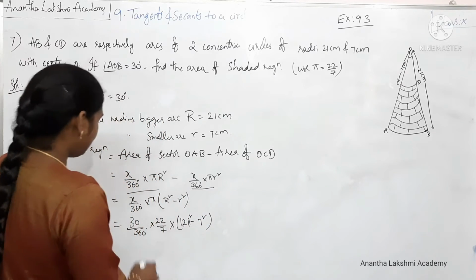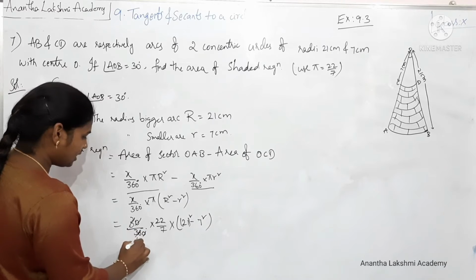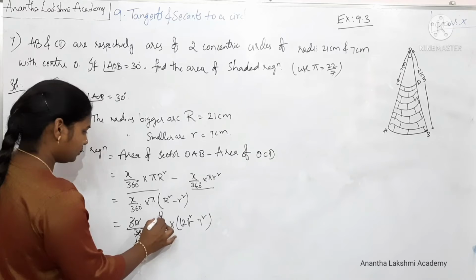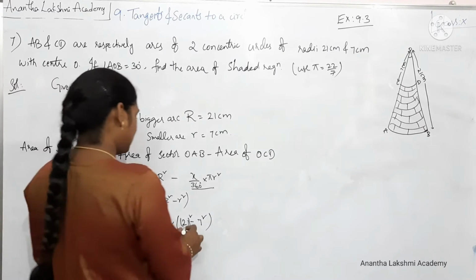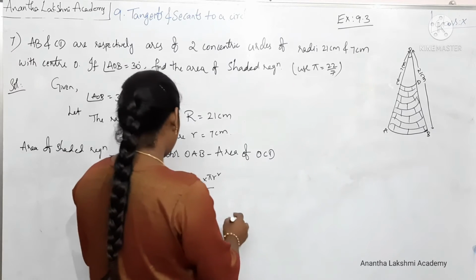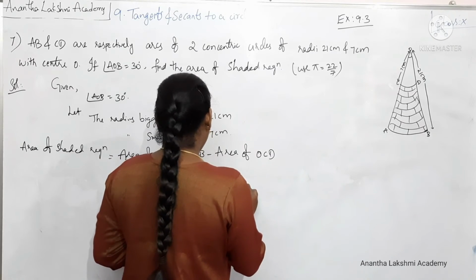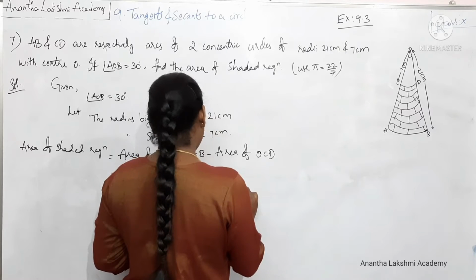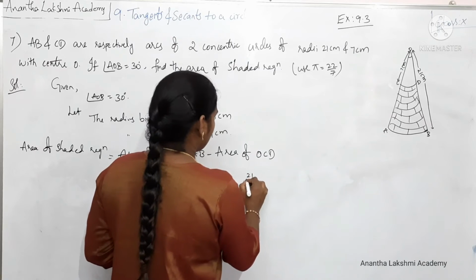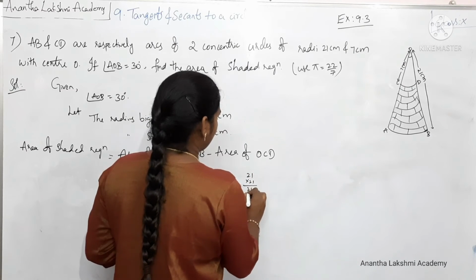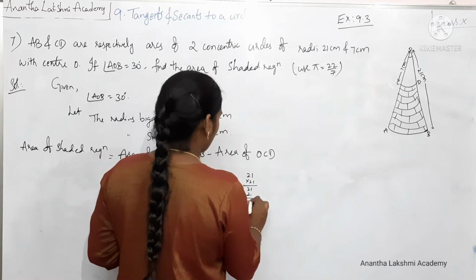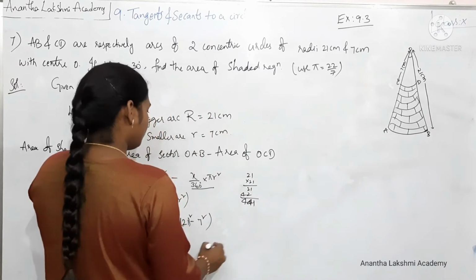Alright. So 30, the 0s cancel. 3 ones are 3, 3 twos are 6, 12. 2 sixes are 12, 2 elevens are 22. Now 21 square minus 7 square can be given as, let us simplify this. 21 minus 7 is 14, 21 plus 7 is 28. Okay, anyway, it is fine. Let us do 21 into 21. 21 ones are 21, 2 twos are 4, which is 441. Okay, 441 minus 49.